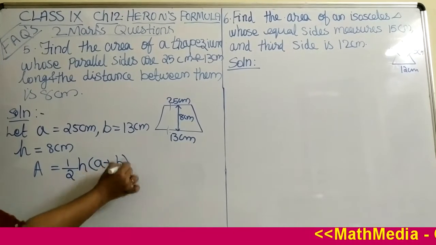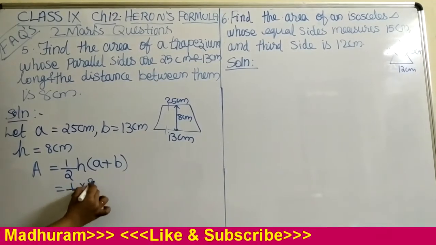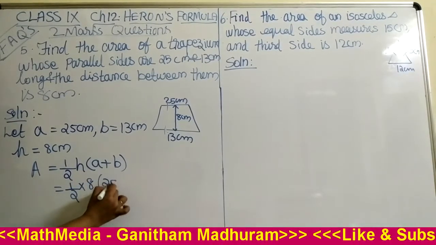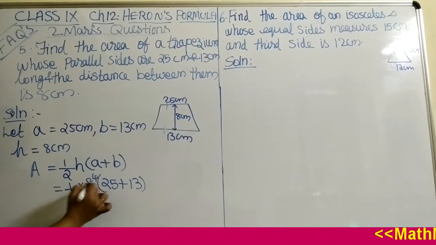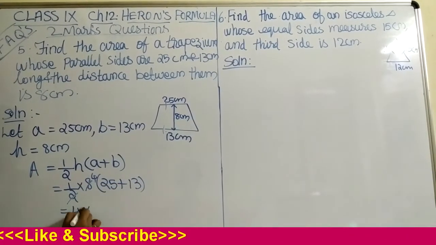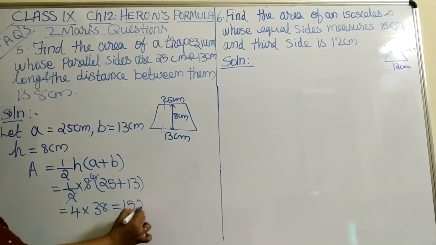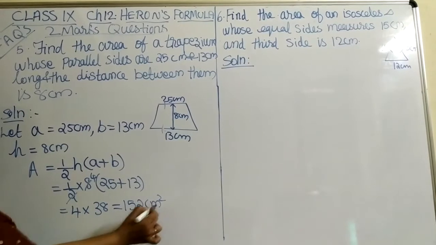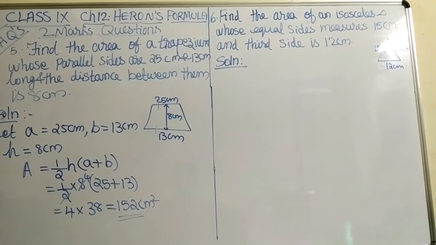So we can write the values over here. It will become half into 8 into 25 plus 13. 2 and 8 can be cancelled. So half 4 into 38, that is equal to 152 centimeter square. So area of trapezium is 152 centimeter square.